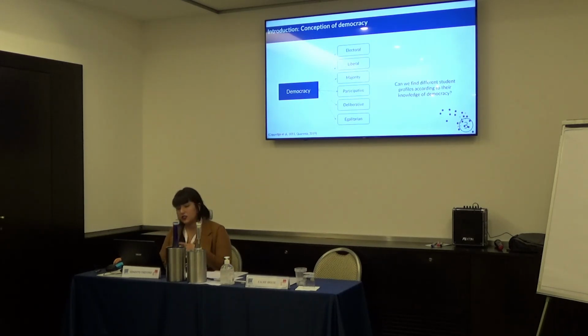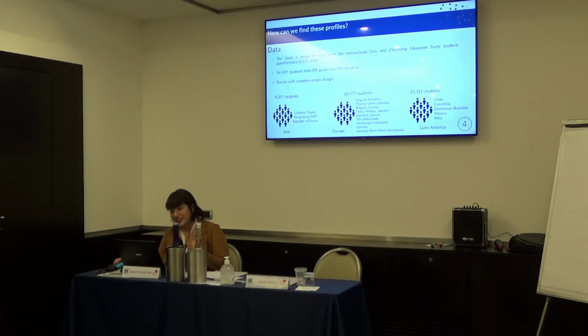From this, we can ask ourselves, can we find different student profiles according to their knowledge of democracy? To answer this question, our study is based on data from the International Civic and Citizenship Education Study Student Questionnaire, ICCS 2016. We use a large sample of eighth grade students from 24 countries. The ICCS provides information from 24 different countries on student knowledge of civic and citizenship beliefs, attitudes, and behavior. This test's primary goal is to provide useful information about how prepared young people are to take responsibility for their roles as citizens.